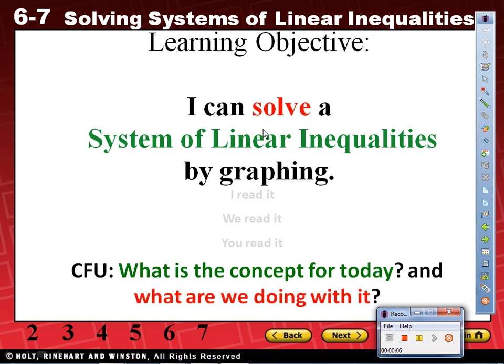Let's read together. 1, 2, 3. I can solve a system of linear inequalities by graphing. So we already covered systems of linear equations by graphing. Today we're going to do inequalities. Fairly simple. Copy your objective at the bottom left of your Cornell notes. Like I said, title it Systems of Linear Inequalities. Okay?